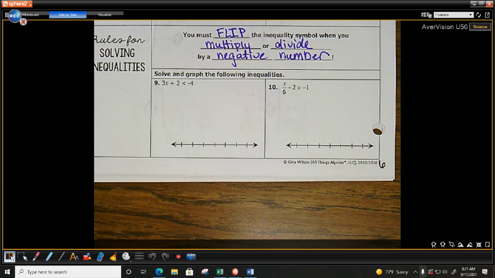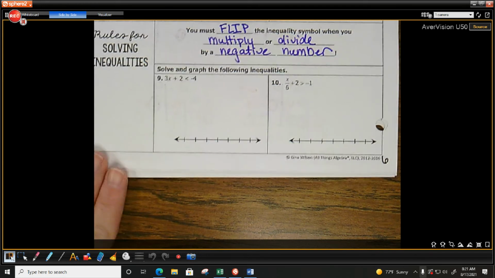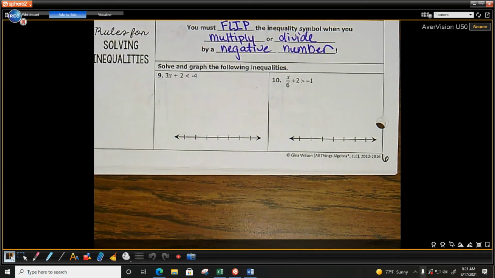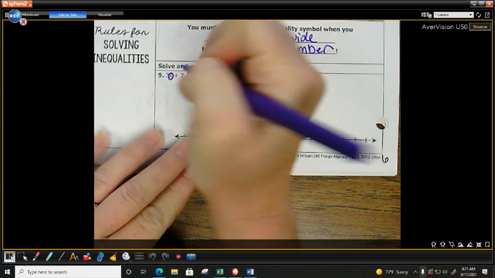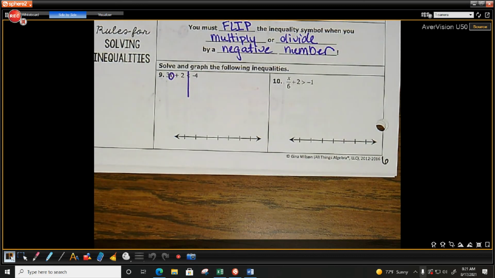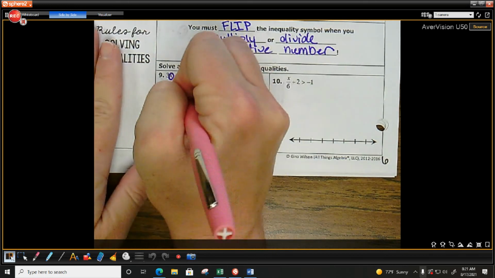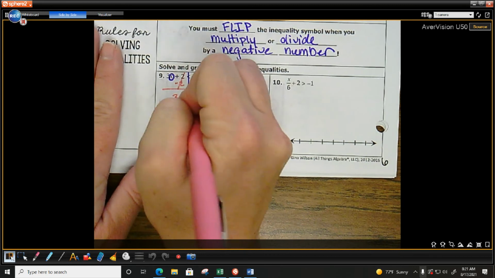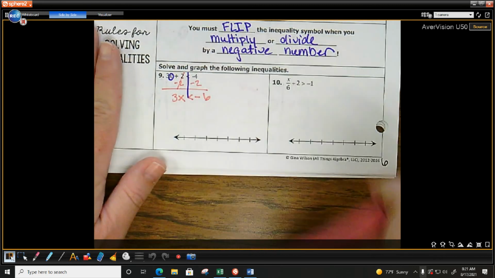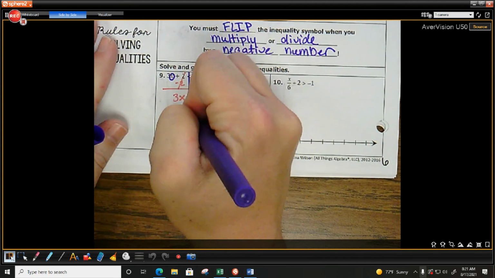So, same process we had before. Draw your line through the inequality, circle your variable. What am I going to get rid of first? The +2. How do you get rid of a +2? -2 on both sides. 3x is less than -6. Keep your variable circled. What do we do next? Get rid of the 3. How? Divide by 3. Divide both sides by 3.